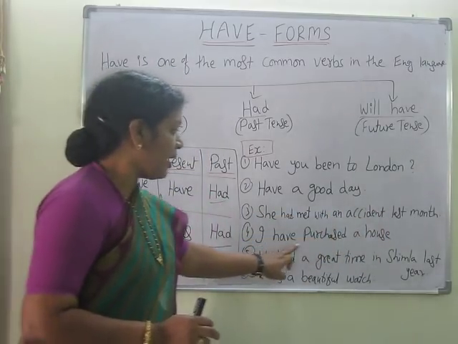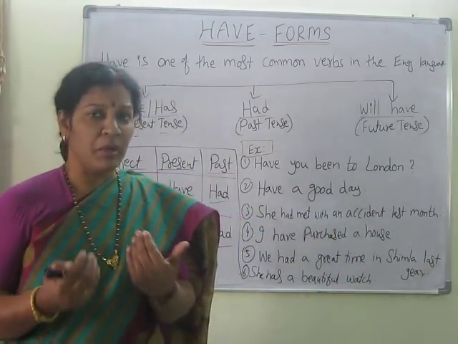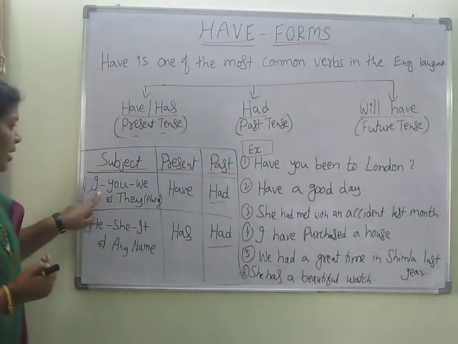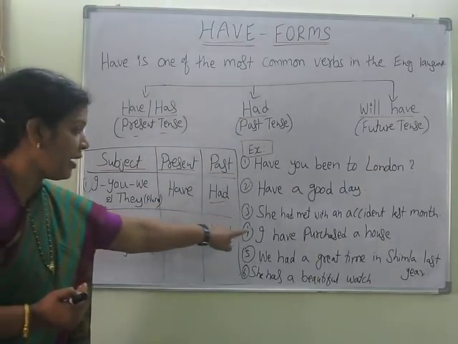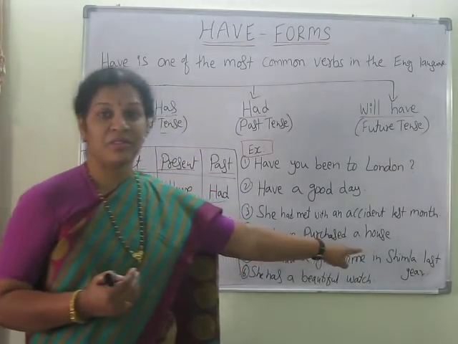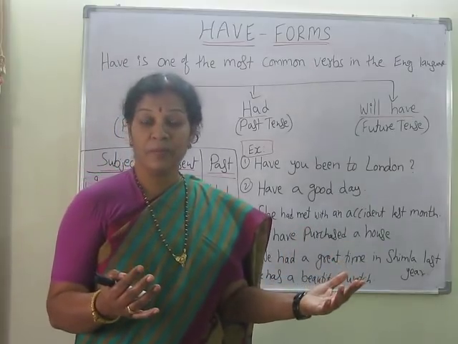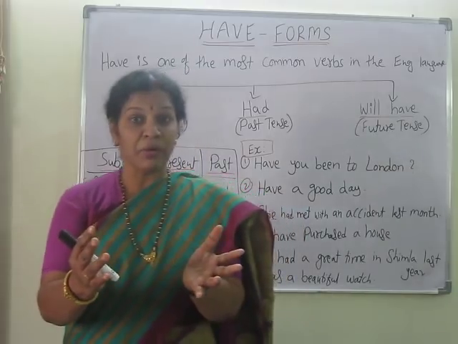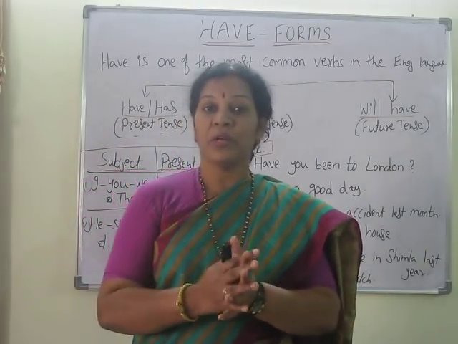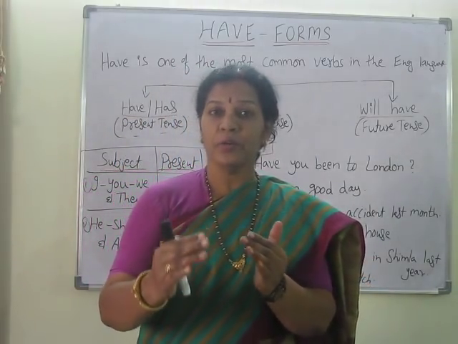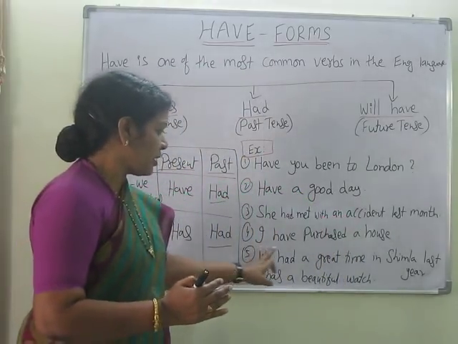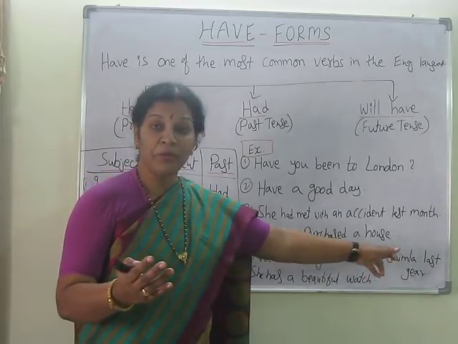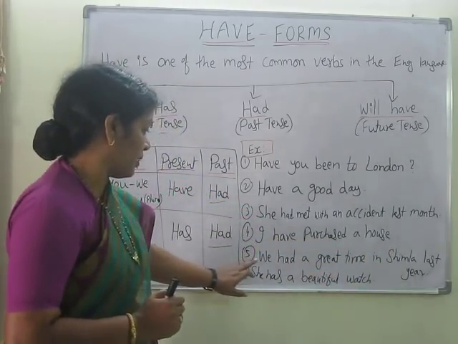Next. I have purchased a house. With I, what do we use? The form have. Here it is mentioned now. I have, present. I have purchased a house. Simple. I have purchased a pen. You have a good car. You have a beautiful house. I, you, we, they, so you can say have. I have purchased a house. I have a beautiful house.